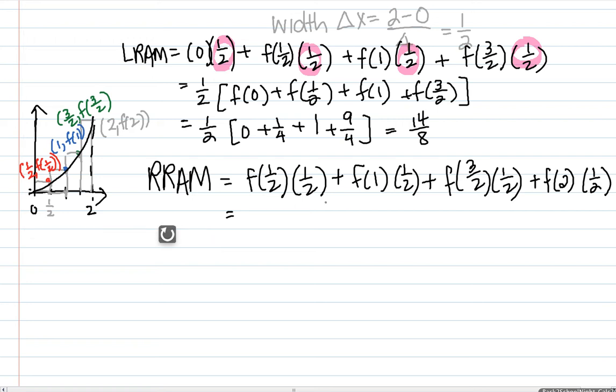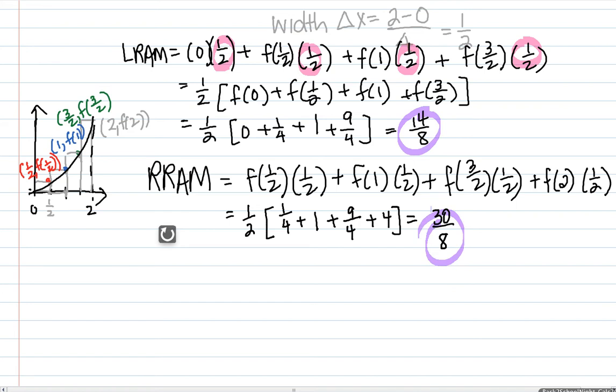Okay, so on this one, again, we can plug in all our numbers. I can actually also factor out the 1/2. So we'll be adding up 1/4, now these are all the heights, 1/4 plus 1 plus 9/4 plus 4, which is going to end up with 30/8. And if you compare the two answers that we have so far, they're pretty different, 14/8 and 30/8. But again, that's because we have an over approximation and an under approximation.